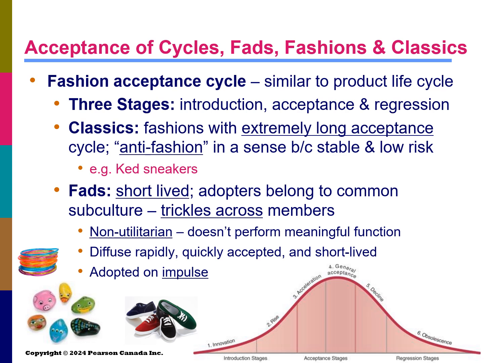Fads are short-lived and usually adopted by relatively few people. Adopters tend to belong to a common subculture, and fads trickle across members but barely break out of a group. They're typically non-utilitarian and don't perform a meaningful function, like a pet rock, for example. They diffuse or spread rapidly and tend to be quickly accepted, and they're often adopted on impulse. For example, hula hoops, jelly bracelets, and pet rocks.